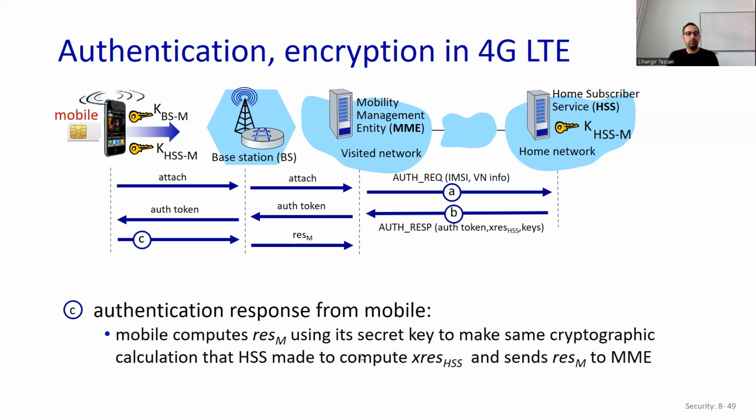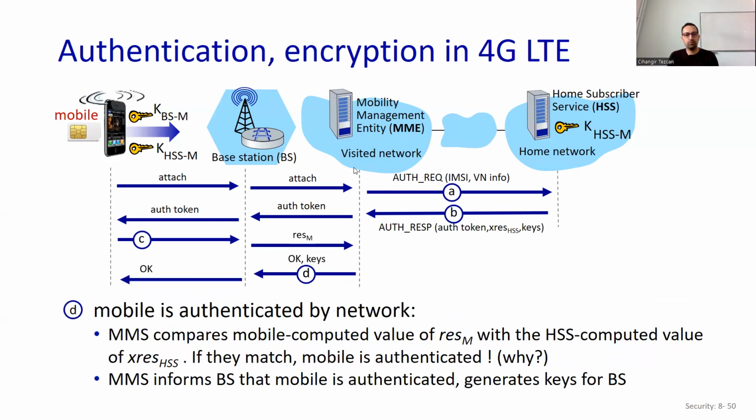Authentication response from mobile. Mobile computes RESM using its secret key to make the same cryptographic calculations that HSS made to compute XRES, and sends the response to MME here. So after that, you are authenticated. MME compares mobile-computed RES value with the received XRES. If they match, mobile is authenticated. MME informs BS that mobile is authenticated, generates key for BS. So from that point on, you use those keys.